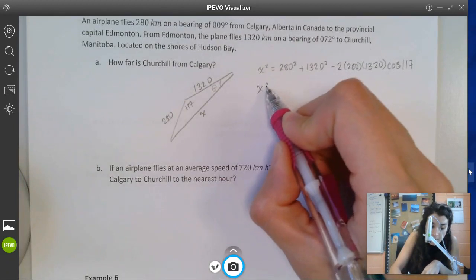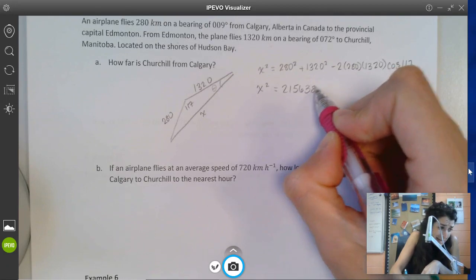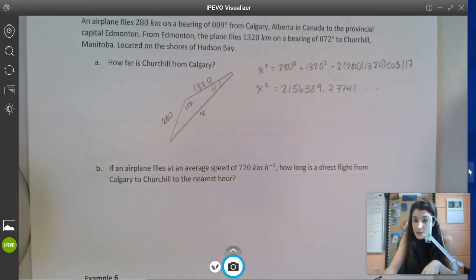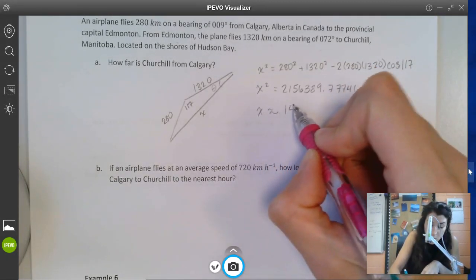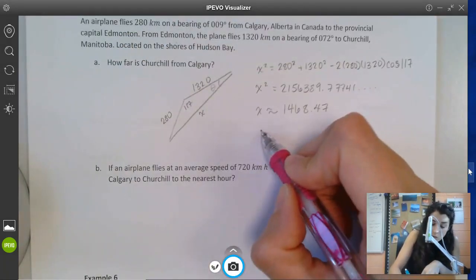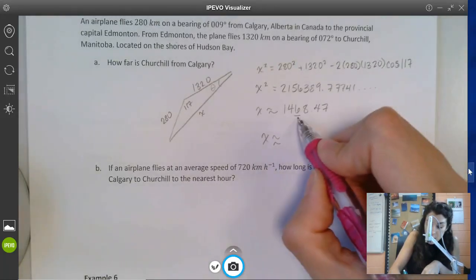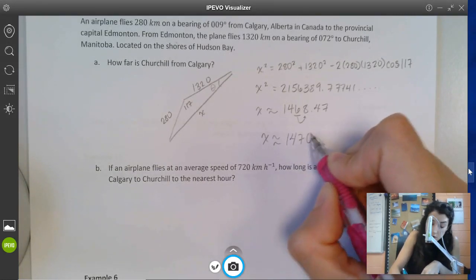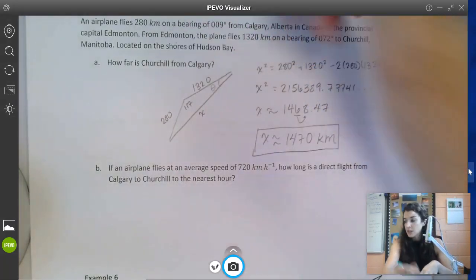Again, x squared is equal to 2156389777741, yada, yada, yada. I'm going to take the square root and I get 1468.47, which if I wanted to write this in 3 sig figs, that would be my third significant figure. 8 is telling me to round up, so I would answer it as 1,470 kilometers. And that's how far Churchill is from Calgary.